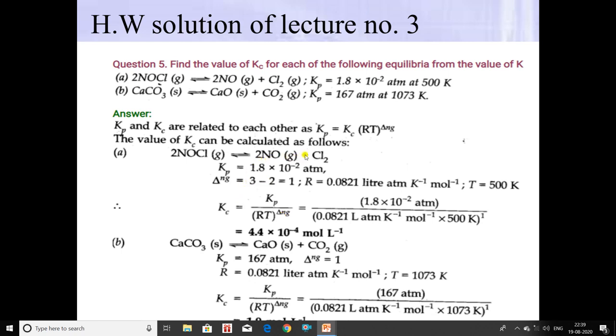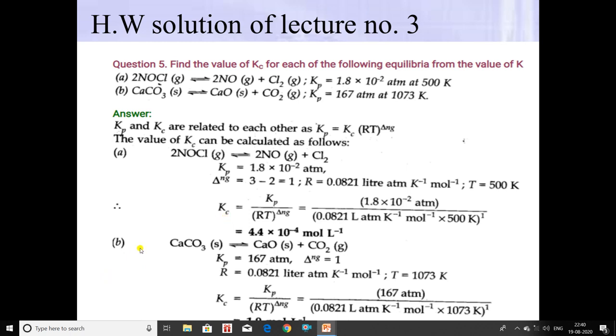Number of moles of product 2 plus 1, 3, 3 minus 2, which is equal to 1. The value of R is 0.0821 liter atmosphere Kelvin inverse mole inverse. Okay, because here the value of Kp is in atmosphere, so we will take the value of R equal to 0.0821. Temperature is equal to 500 Kelvin, which is given in the question. Put the values and find out the value of Kc.